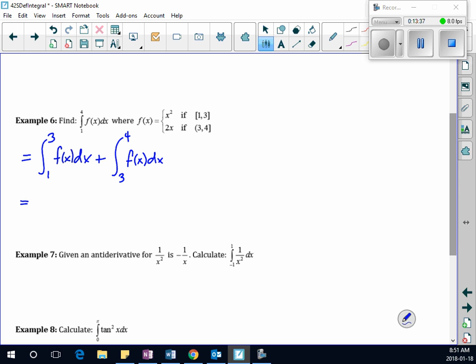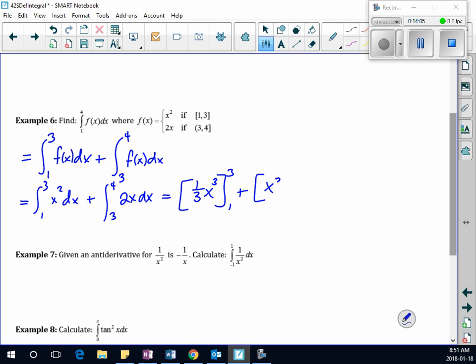So from 1 to 3, that is x squared. So this is 1 to 3 of x squared dx, plus from 3 to 4, that would be the second function. So this would be 2x dx. So the antiderivative of x squared would be 1/3 x cubed from 1 to 3, plus add 1 and divide, so we get x squared from 3 to 4. So now we're going to do a bunch of subtracting.